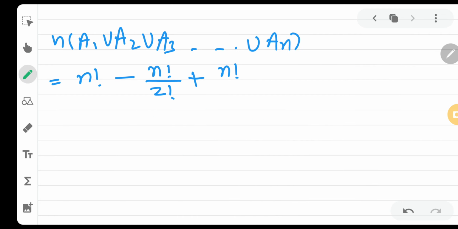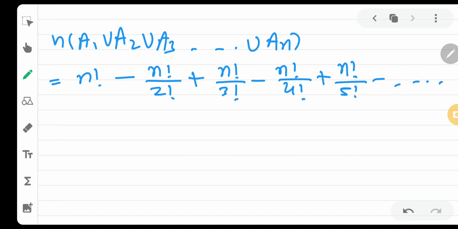Now I don't need to tell you ahead, because you will write it down on your own. n factorial upon 4 factorial plus n factorial upon 5 factorial, and this process will go on infinitely up to the last part, which I will also write down: minus 1 raised to n, n factorial upon n factorial. That will be your last part, right?